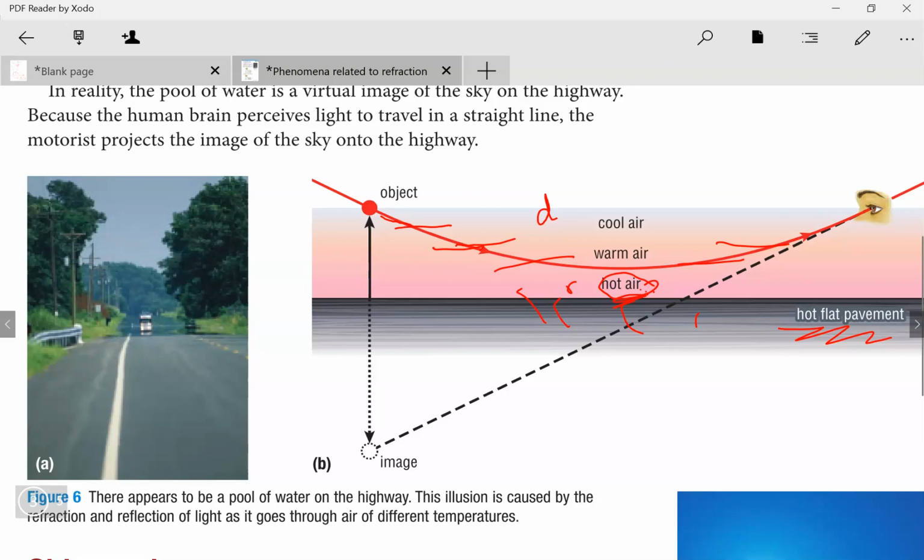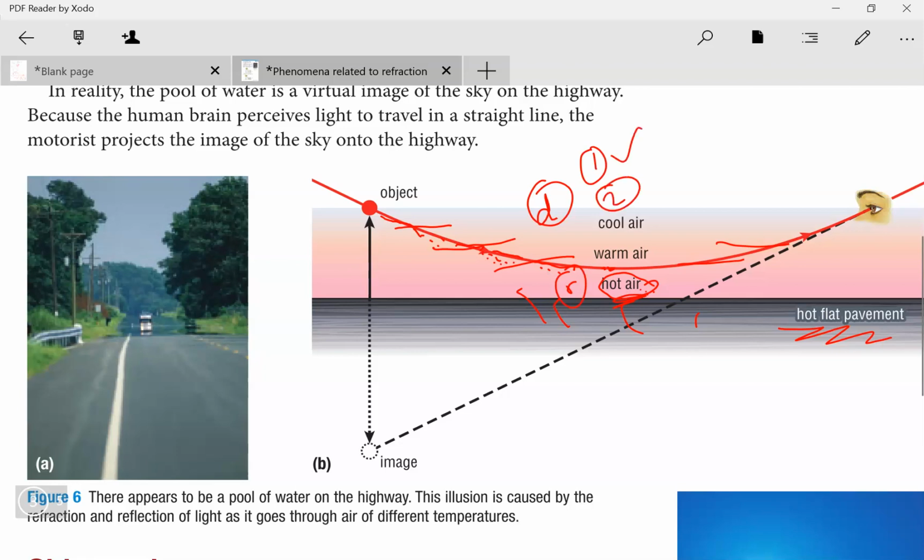From denser to rarer, you're going to bend towards the normal. So this light ray is bending towards the normal as it goes, bending towards the normal. And you can see here that at some point, you're going to surpass your critical angle. Again, you're going from a denser to rarer medium. So the first condition is check.